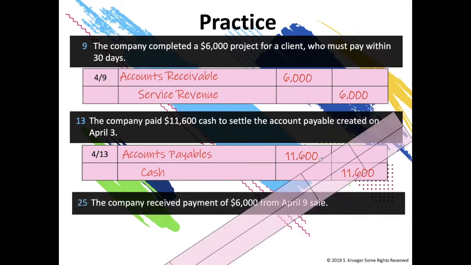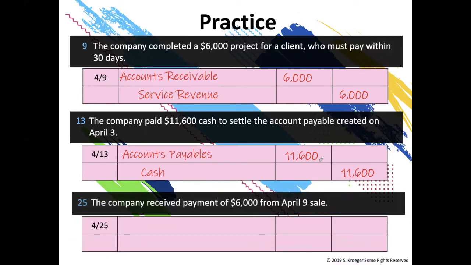The next transaction happened on the 25th. The company received a payment of $6,000 from the April 9th sale. The April 9th sale is right here at the top of the screen. On the 9th, we made a sale, and they're going to pay us later, and now it's later, and we're going to get paid. We are receiving cash, and why are we receiving cash? It's because someone owed us money.